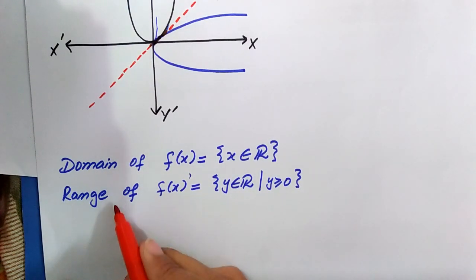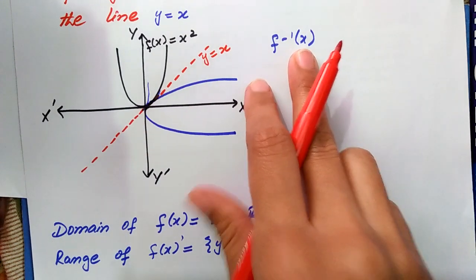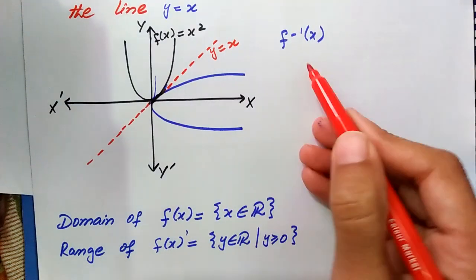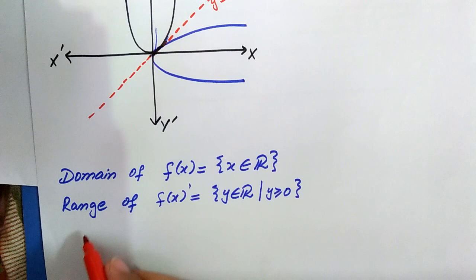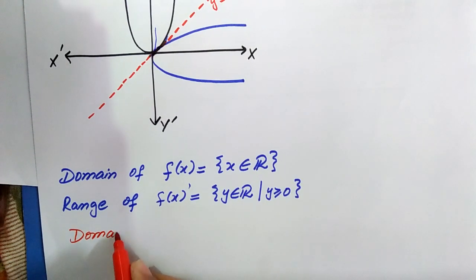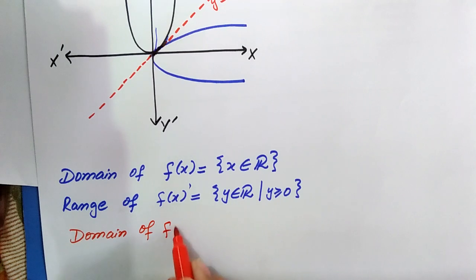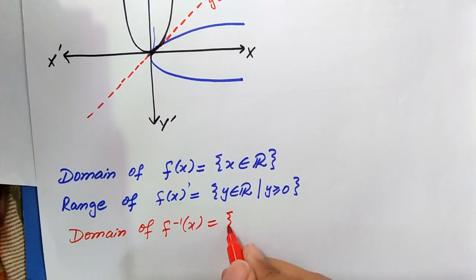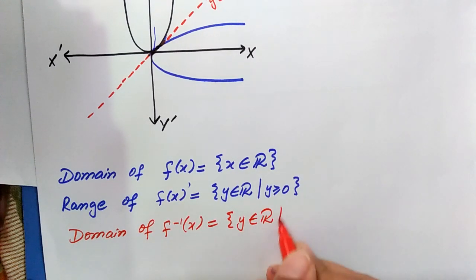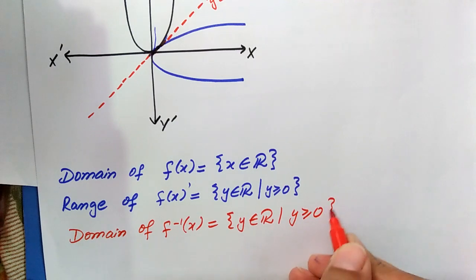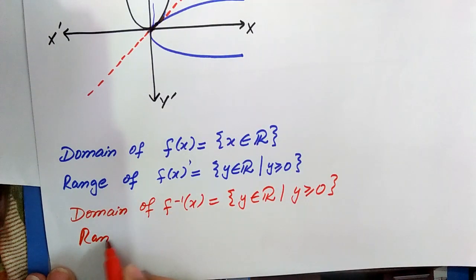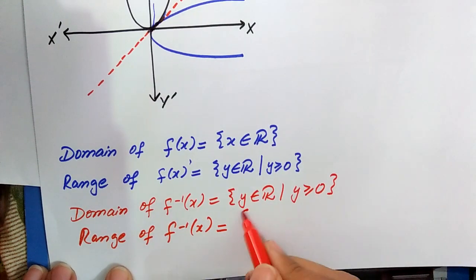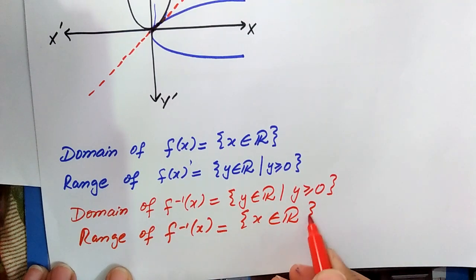Now, if we want to write down the domain and range for f inverse of x, simply we will switch both the domain and range. The domain will become the range for f inverse of x, and the range will become the domain for f inverse of x. That is, the domain of f inverse of x will be basically the range of f of x, that is y belonging to R such that y must be greater than or equal to 0. And the range for f inverse will be x belonging to R.